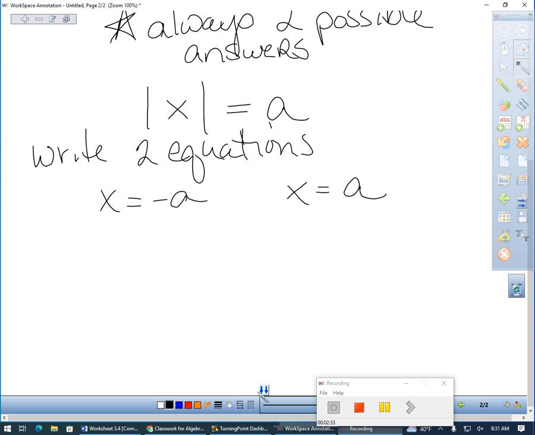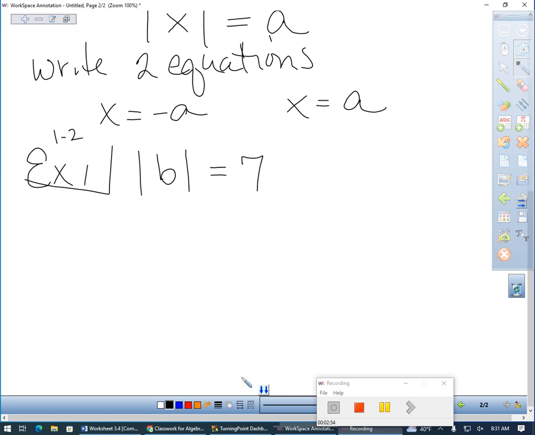So here is example number 1. Start off super, super easy. Example 1, which is 1 and 2 on the worksheet. Super easy. If I have the absolute value of b equals 7, since this absolute value is by itself, I can say that b equals -7 and b equals +7. That's it. Okay?